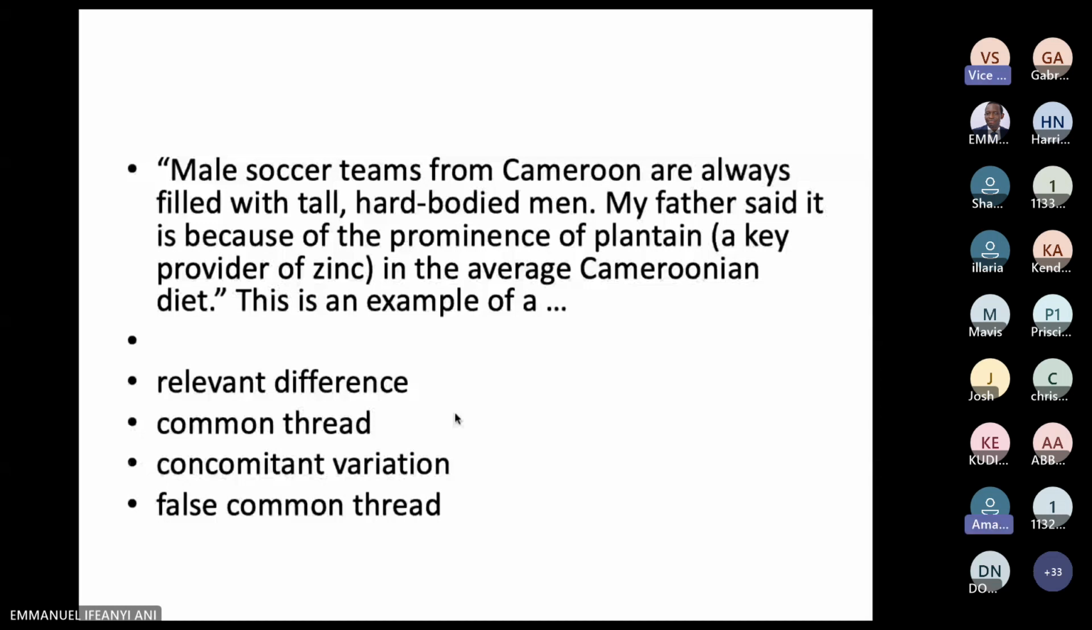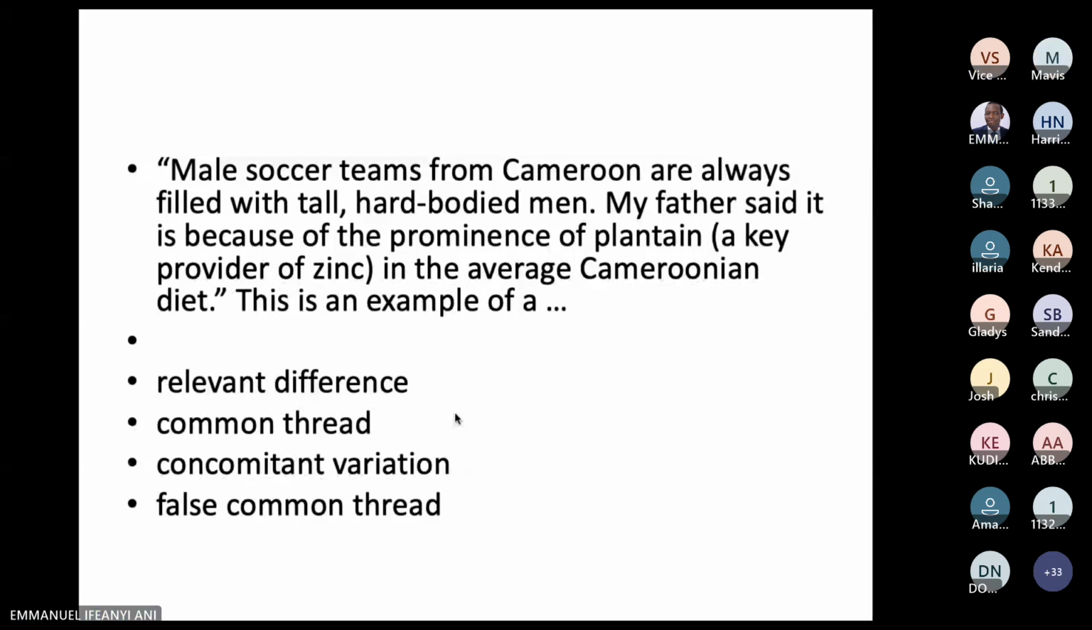Okay. I think since the statement states that male soccer teams from Cameroon are always so, here the statement is throwing light on not a single team in Cameroon, not maybe three or more teams in Cameroon. So it is not pointing to a specific, let's say, one male team in Cameroon, but rather a lot of male teams in Cameroon.